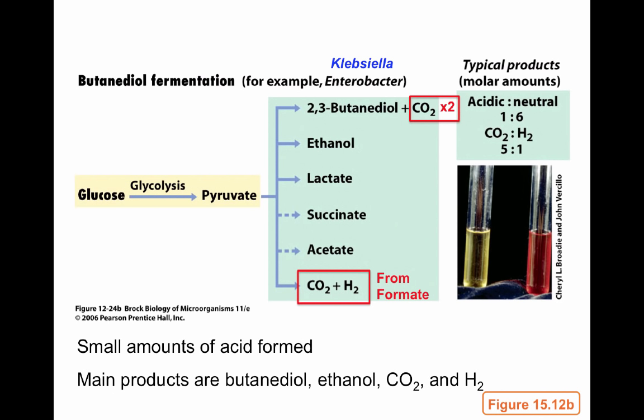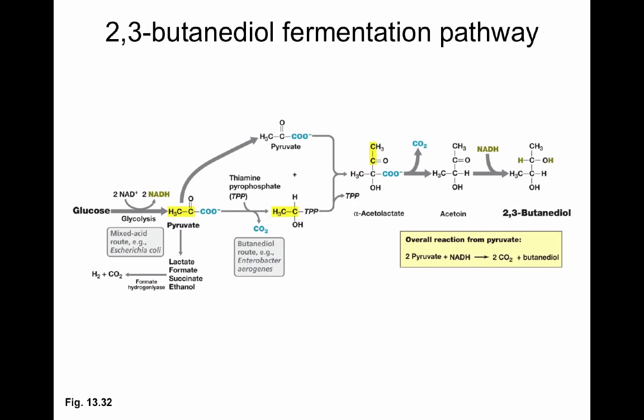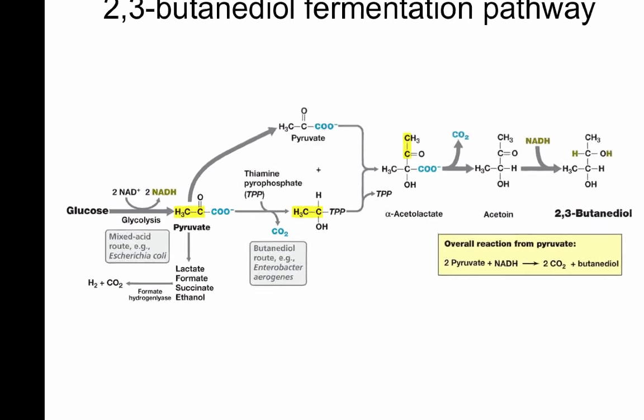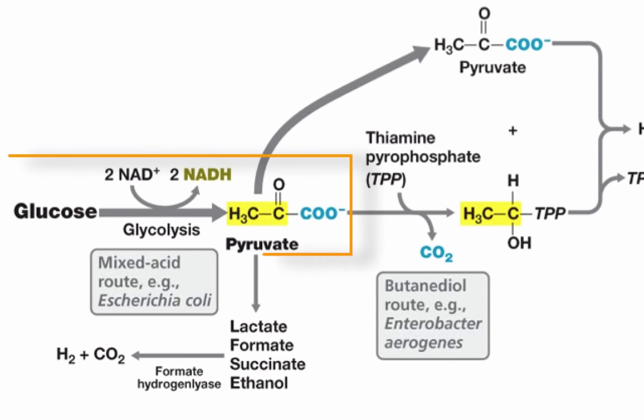So very little acid is produced during the butanediol fermentation, and the main products are going to be butanediol, ethanol, carbon dioxide, and hydrogen gas. So look at the differences. Now let's take a look more carefully at this pathway as shown over here. So in the initial pathway, you're going to have glucose converted into pyruvate. Here you generate 2 NADH molecules and 2 ATPs.